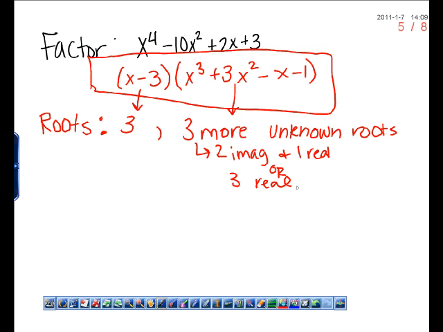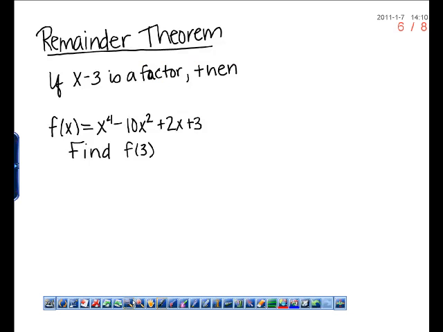So I want to introduce you to something called the remainder theorem. And here's what the remainder theorem says. It's going to use our remainder to help us figure out some stuff. This is a specific way to talk about it, then we're going to generalize in just a minute. Okay? Question? If x minus 3 is a factor, then tell me what would also be a root.